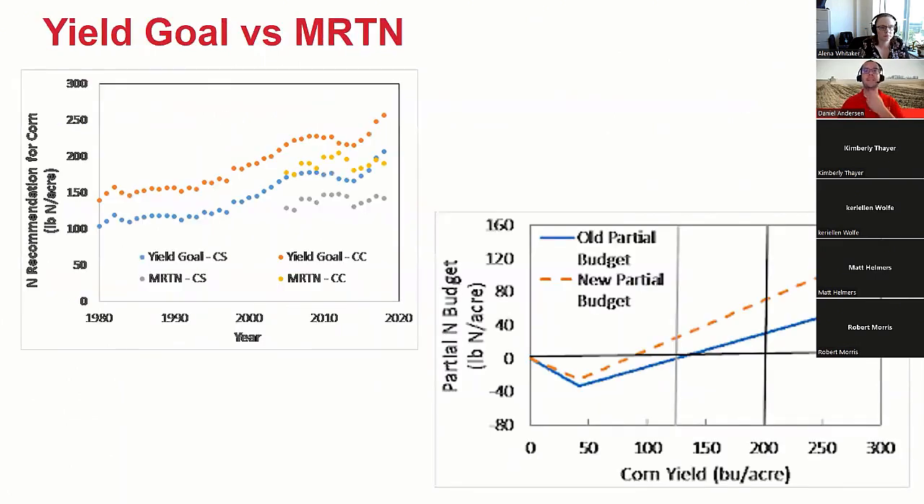Now, I promised some comparison of the two. So that's really what I wanted to talk about here. And I think that's where our first important take home comes from. What I've plotted is these blue dots represent utilizing the yield goal method to come up with nitrogen application demand for average fields in Iowa. So it's based on our average yearly yield.